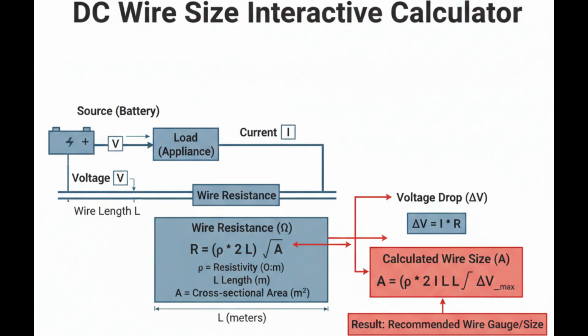Now enter your circuit parameters. For current in amperes, I'll enter 15. System voltage in volts, I'll use 12. One-way length in feet, let's say 25. And maximum voltage drop percentage, I'll set to 3%.